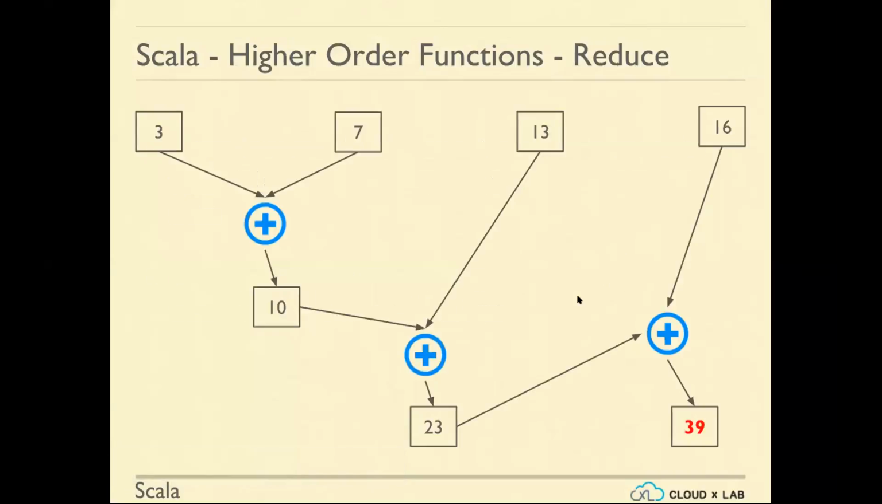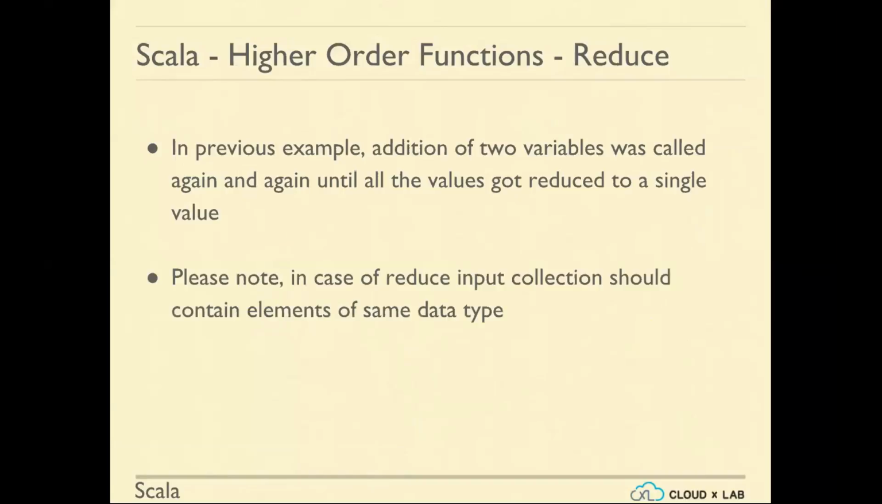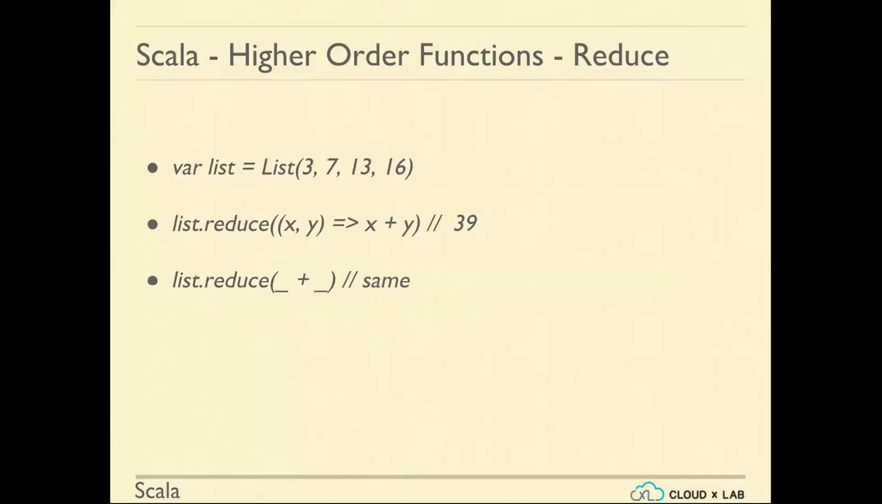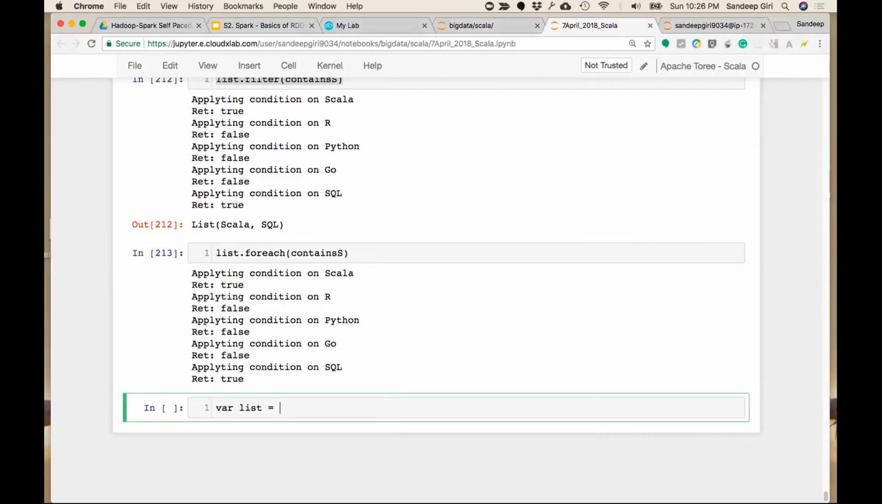In the previous example, the addition of two variables was called again and again until all of the values got reduced into a single value. Please note that in the case of reduce, the input collection should contain elements of the same data type. All right, let's take a look. Let's say we have a list of elements 1, 2, 3, 4, 5, 6, correct?